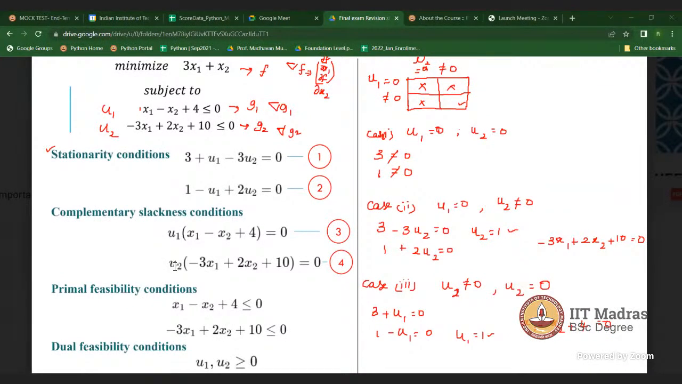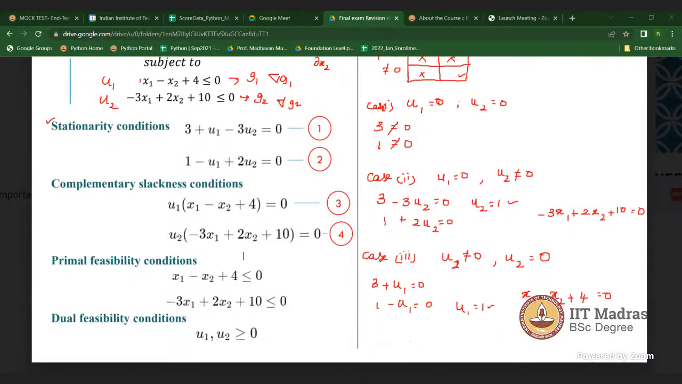And then we have this U2. U2 is also not equal to 0, which basically means minus 3x1 plus 2x2 plus 10 should be equal to 0. So by solving for these two equations, we can get x1 and x2.